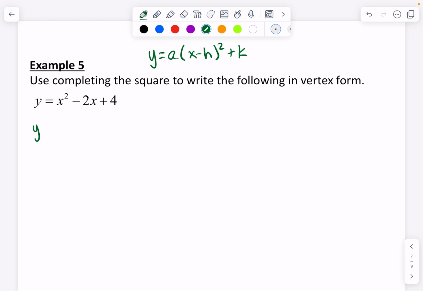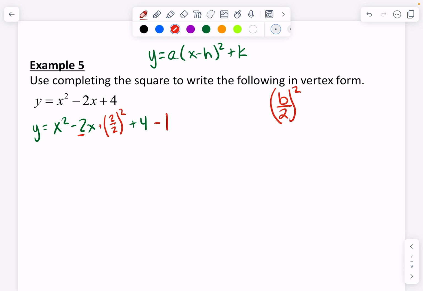So set out your y equals x squared minus 2x and put this little 4 on the outside. Remember to complete the square. You do your b term over 2 and square it. Remember your b term is this term right here, what's next to the x. So I add in a 2 divided by 2 squared. I have to subtract that same thing. 2 divided by 2 is 1, squared is 1.